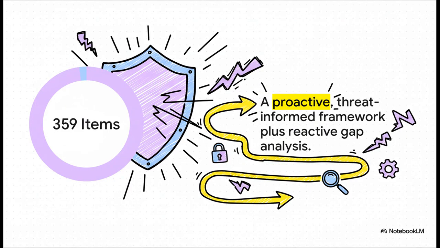Well, here's the breakdown. And this is really important. The vast majority, 352 of these work items, are created proactively based on threat intelligence. They're tied directly to attack techniques that we know adversaries are using. The other 7? Those are reactive. They get created automatically to address specific gaps that you've found in your own assessment. So the whole approach is both proactive and totally tailored to you.